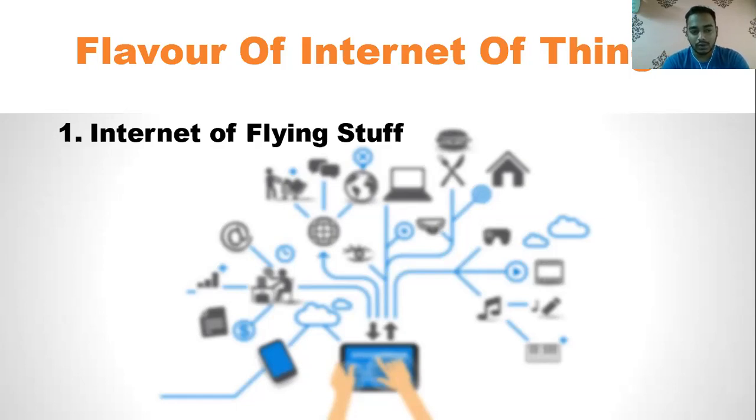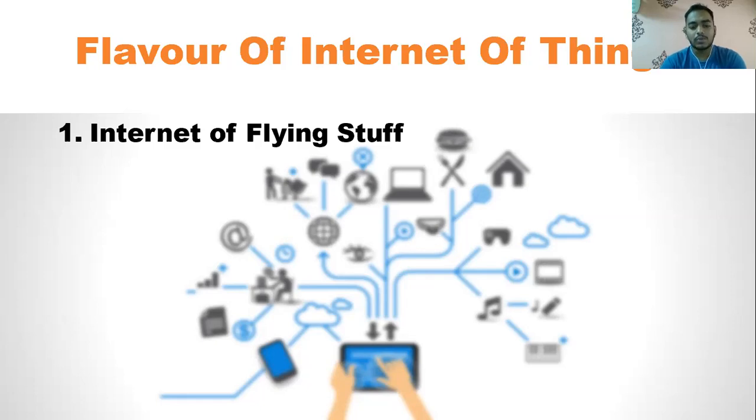We have all heard of the Amazon Prime Air services. I think this is not applicable in our country till now, but in other countries, Amazon started Amazon Prime Air services. Amazon delivers all its deliveries by using drones. This is the best example for the Internet of Flying Stuff. There is one more example related to it, that is the Google Loon project.